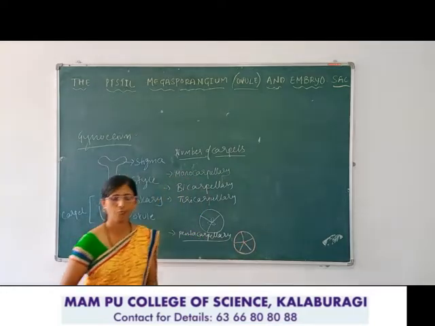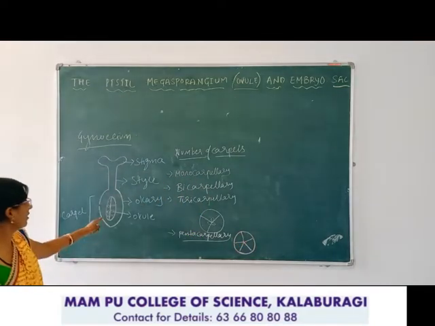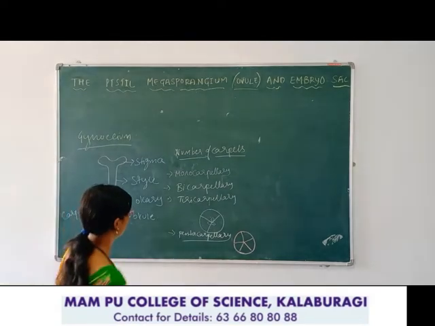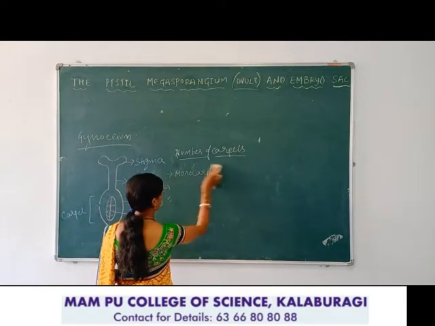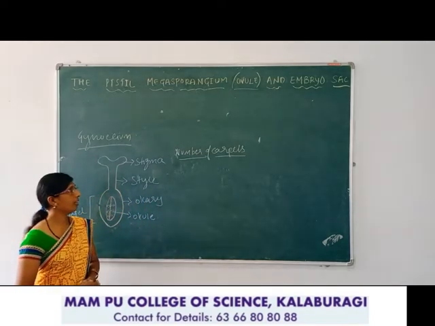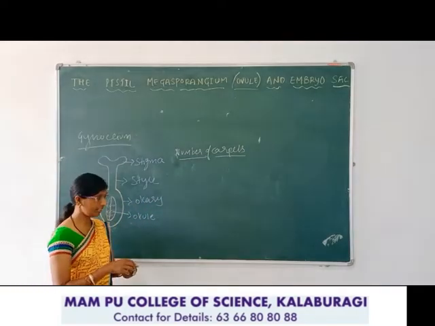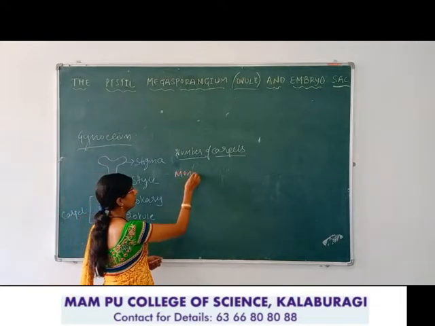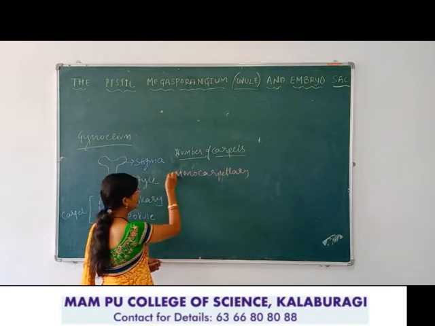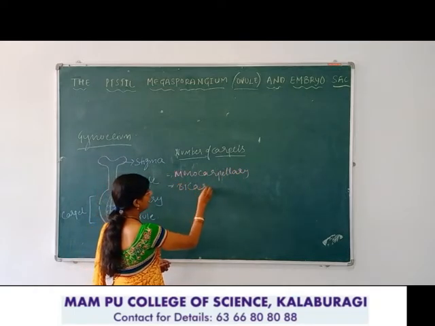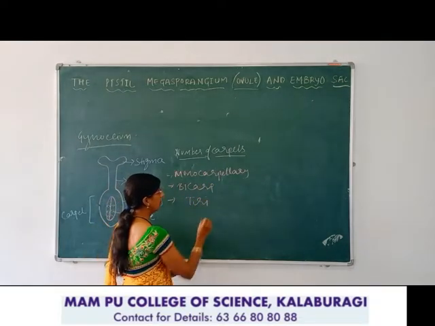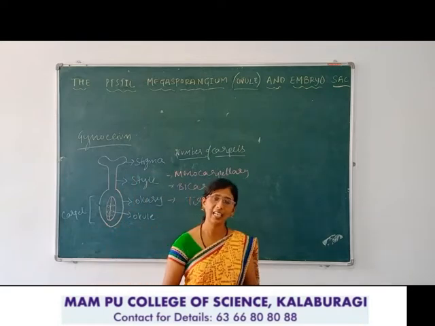Okay, penta means 5 carpels present in this ovary and ovule. The number of carpels: if it is having 1, then it is called monocarpellary. If it is having 2, then it is called bicarpellary. If it is having 3, then it is called tricarpellary. If it is having more, then it is called polycarpellary.